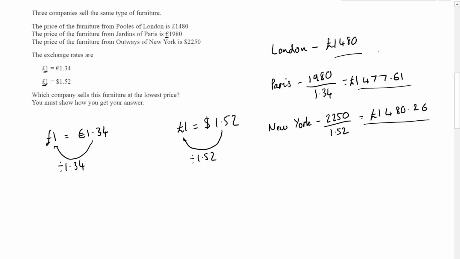We can then say which one sells it at the lowest price, and that's going to be Paris, because we have 1,477 rather than the 1,480s. And so Paris, we want to write a sentence. So Paris sells the furniture at the lowest price, just to make it clear to your examiner.